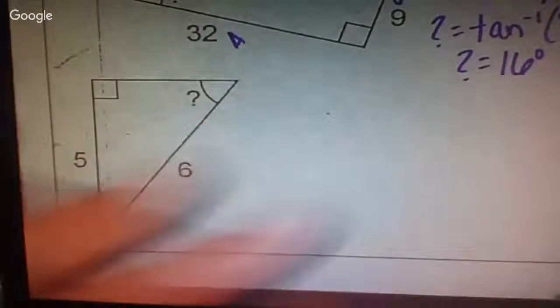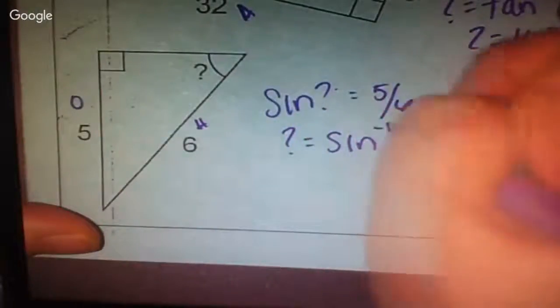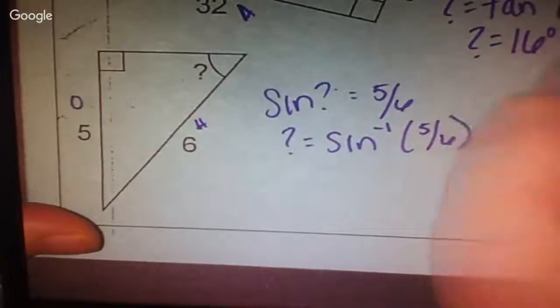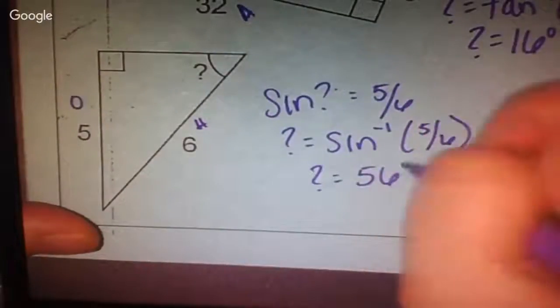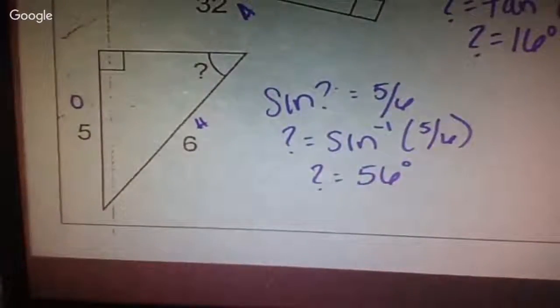Okay. And my last one, we're dealing with what sides? Opposite and hypotenuse. So now I've got sine. So what is my angle here? 56. All right, friends. These clue in on pages 31 and 32.